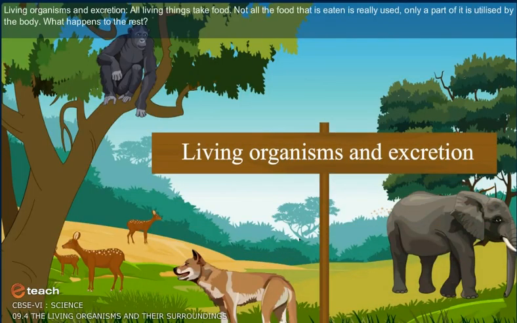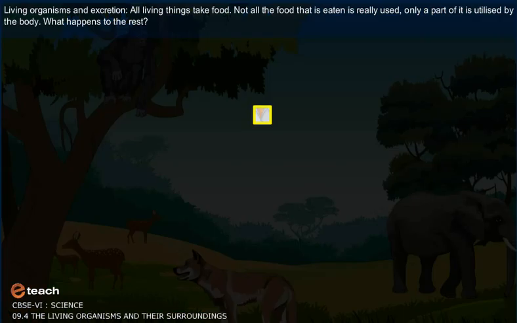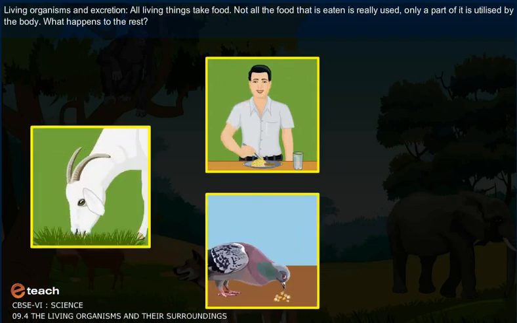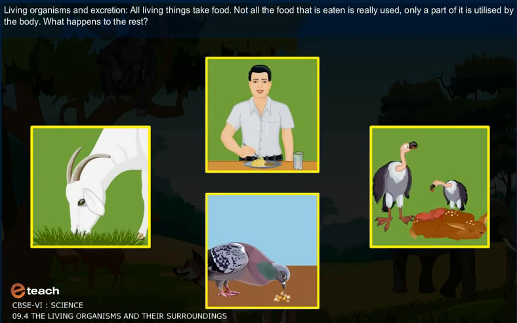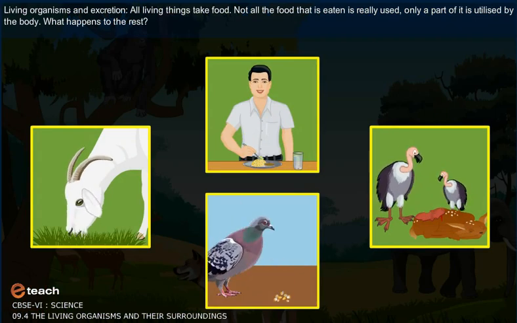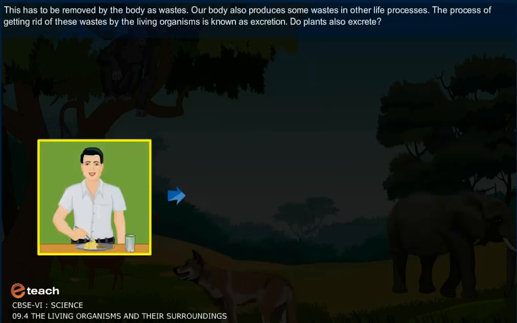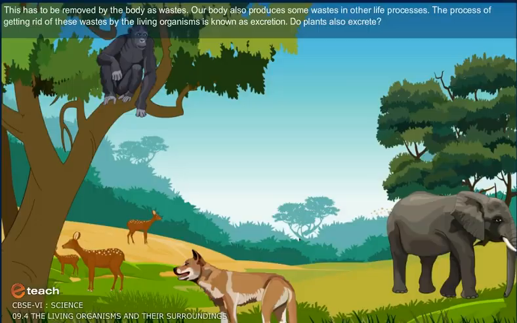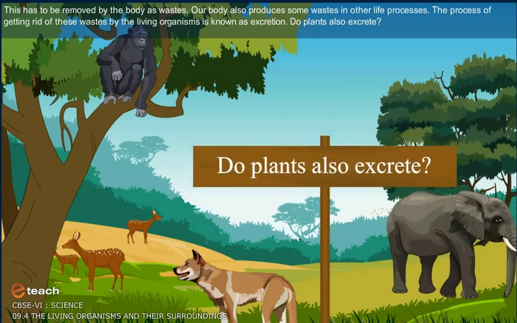Living organisms and excretion. All living things take food. Not all the food that is eaten is really used. Only a part of it is utilized by the body. What happens to the rest? This has to be removed by the body as waste. Our body also produces some waste in other life processes. The process of getting rid of these wastes by the living organism is known as excretion.